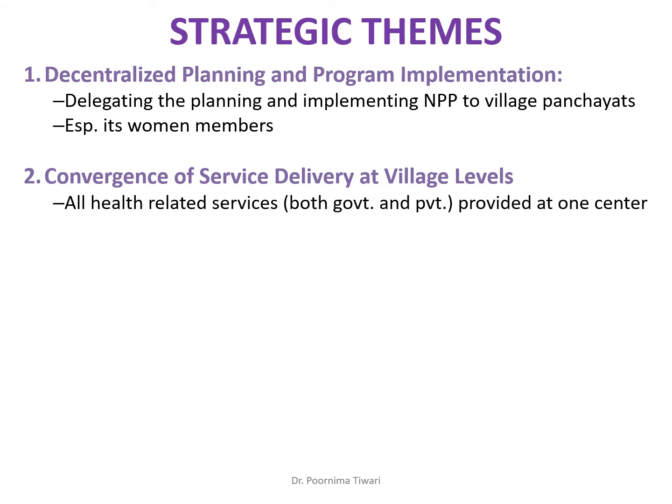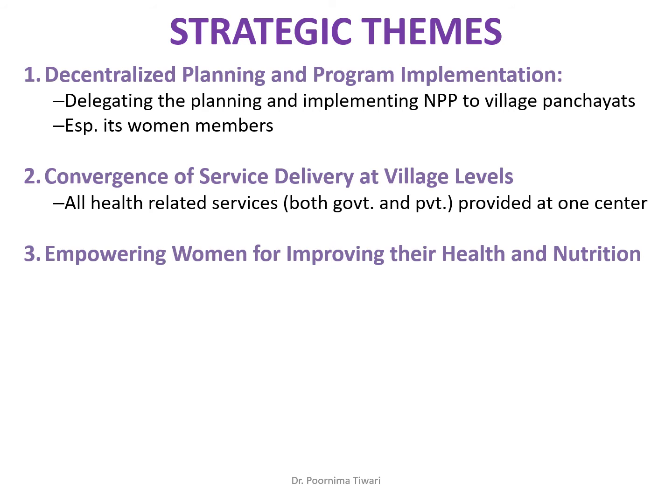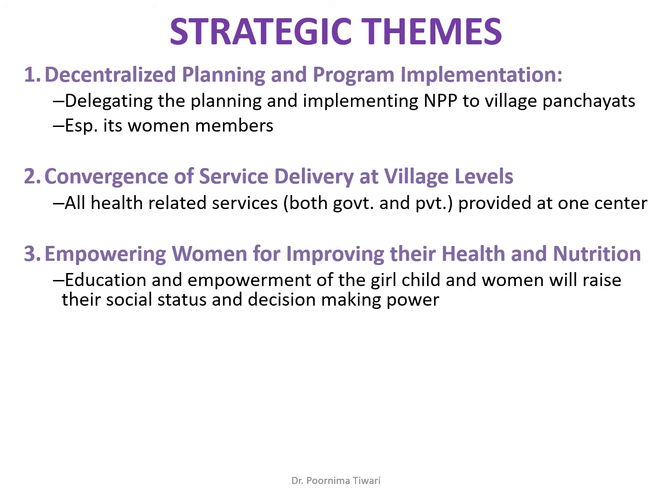All health-related services, both government and private, to be provided at one center for easy accessibility. That is, convergence of social sector at village level. Third strategic theme is to empower women so that their health and nutrition improves, their education improves. So, this will lead to empowerment of the girl child, and that will raise their social status as well as their decision-making power.